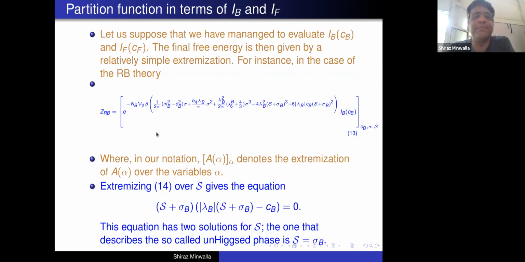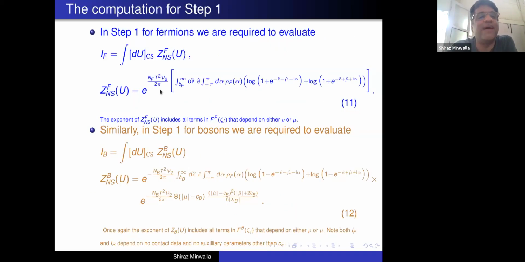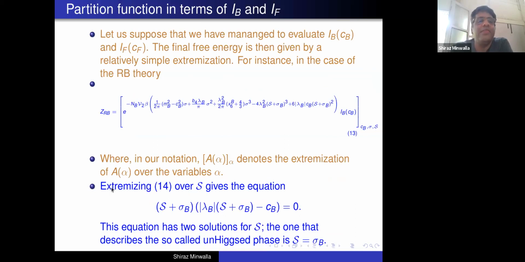So the fermions are simple. Let's first suppose that we've managed somehow to evaluate these IF and IB. Then what do we have to do to evaluate the full partition function? Well, what we have to do is to dress this IB, let's say for the bosonic case, with the remaining dependence on these auxiliary parameters, and then extremize the product of these two over CB, sigma, and S in this particular case for the RB theory, the regular boson theory. Extremize over these parameters.